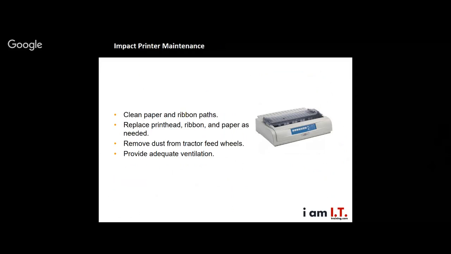Impact printers, again, just making sure that you have paper for it is always step one. Clean the print heads and replace the ribbon whenever that's needed. Because of the tractor-fed paper here, you're going to have some print dust inside and outside of the printer. So you'll want to clean that off on a regular basis. Maybe once a week if you're printing a lot, once a month if you're not using it too much.